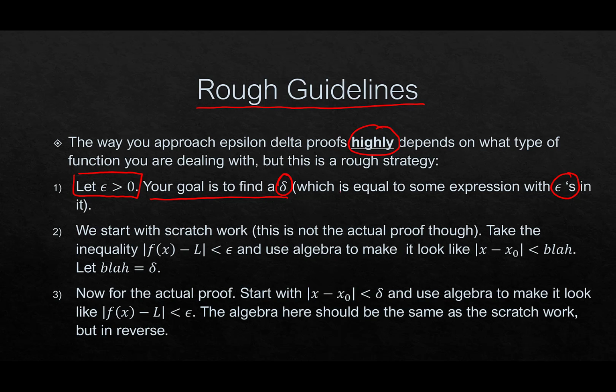So maybe delta is equal to epsilon squared, or maybe delta is equal to epsilon over 15. Okay, so this is what we're going to be seeking. Delta is usually some kind of number that depends on epsilon in some fashion.